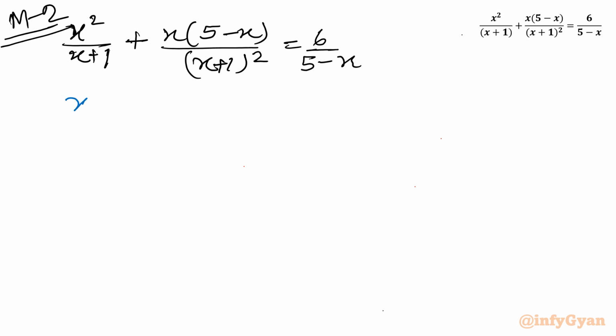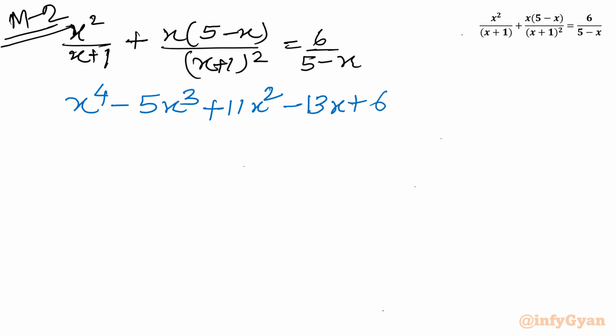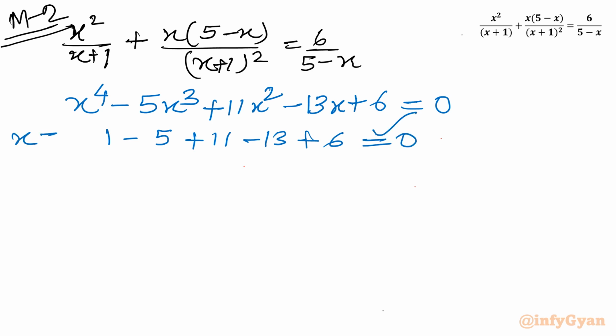So I am writing that quartic equation directly. After simplification, it will be x power 4 minus 5x cube plus 11x square minus 13x plus 6 equal to 0. Now if I add only the coefficients, see, it is 1 minus 5 plus 11 minus 13 plus 6. Is this 0? 11 plus 1 is 12, 12 plus 6 is 18, minus 5 minus 13 is minus 18. Yes, it is 0. That means x equal to 1 is our first base solution.